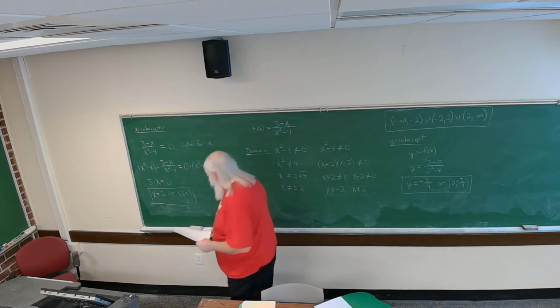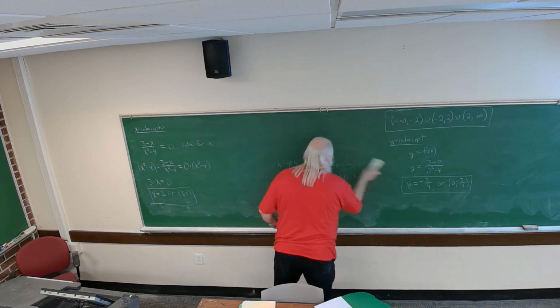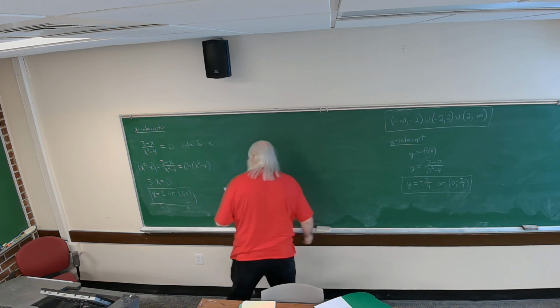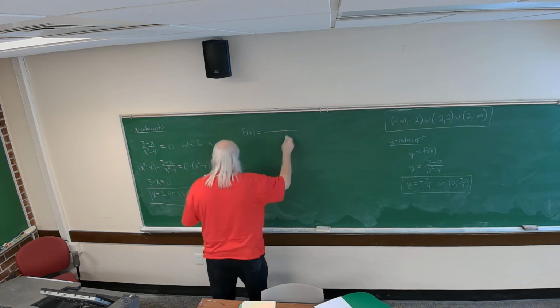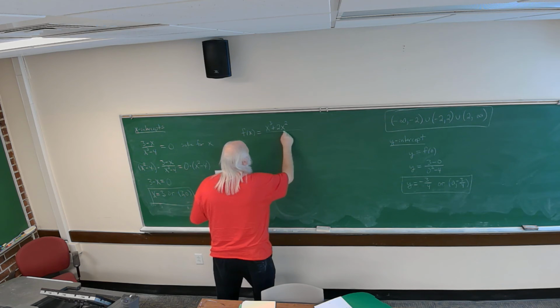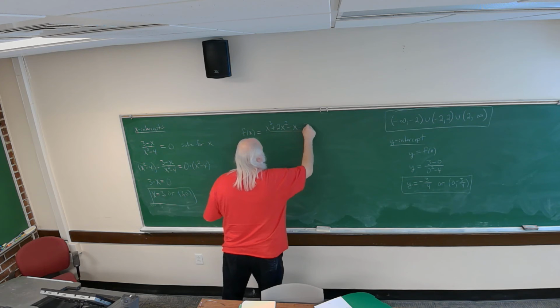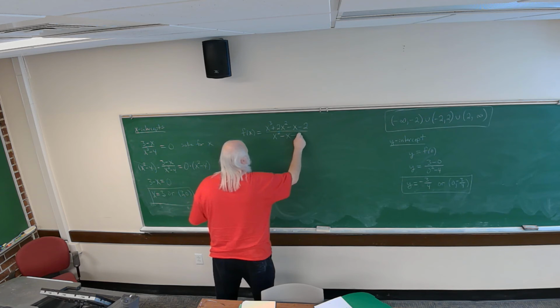All right, so let's look at B. This one's a bit more challenging. We have f of x is equal to the third-degree polynomial x cubed plus 2x squared minus x minus 2, over x squared minus x minus 6.